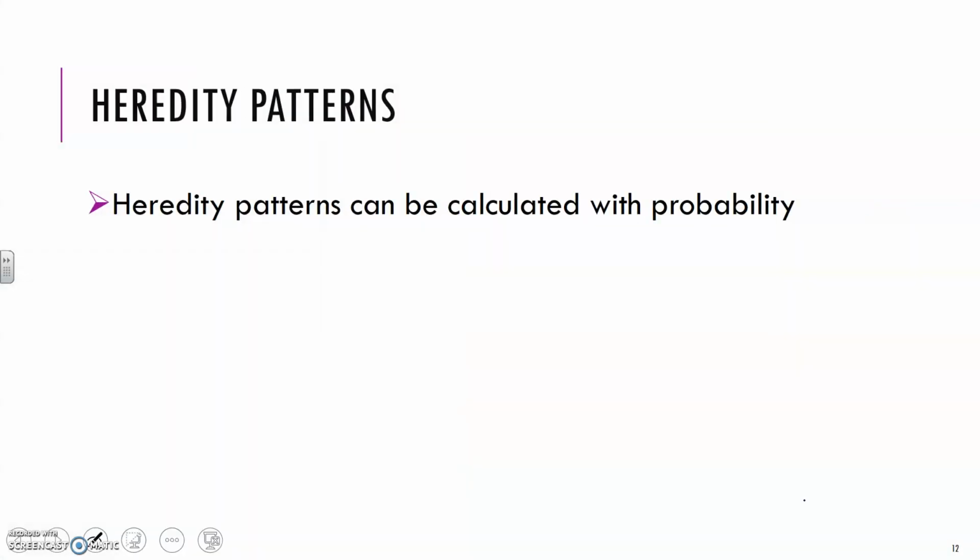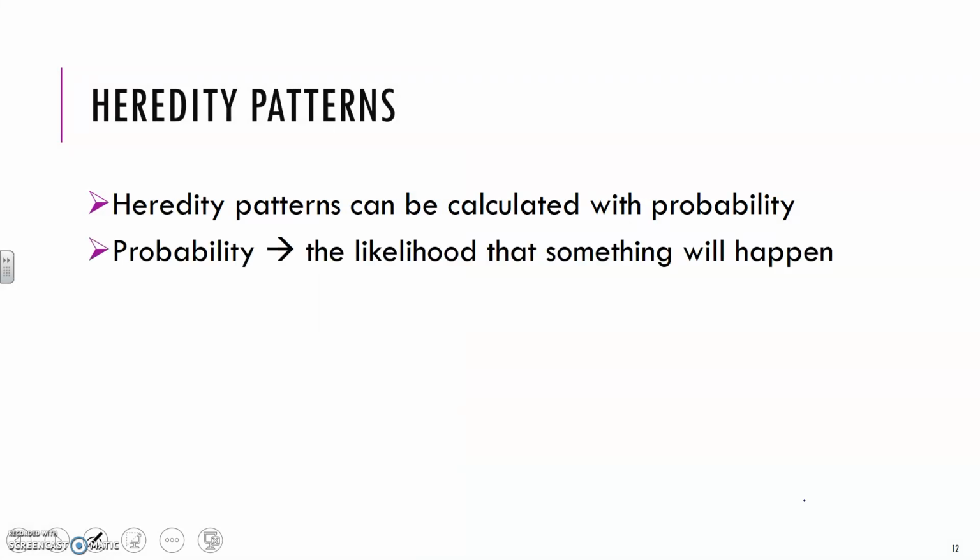So heredity patterns can be calculated with probability. Again, as we've seen, it's a lot more easy than you might think. So probability is the likelihood that something will happen. It's not a guarantee that you're going to get it exactly like that. Okay, so if you have two heterozygous parents crossing, but they only form 3 children, or 3 offspring, okay, you're obviously not going to have 75% of them have the dominant phenotype, because 75% of 3 is not a whole number, and you're not going to split an offspring in half, okay? So it's just kind of a likelihood.